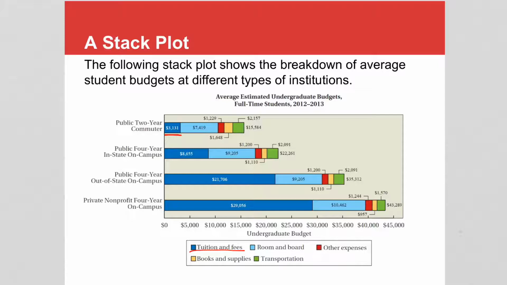About a little over 7,400 will be room and board. And then there's $1,229 to spend on other expenses. $1,648 on books and supplies. Notice at the end there is this number, 15,584. That is the total. If you were to add up 3131, 7419, 1229, and so forth, you would get a total of 15,584. So if you wanted to ask a student how much do they spend on tuition and fees and room and board, you could add these two and get approximately $10,000. Okay, so that's how it's read.